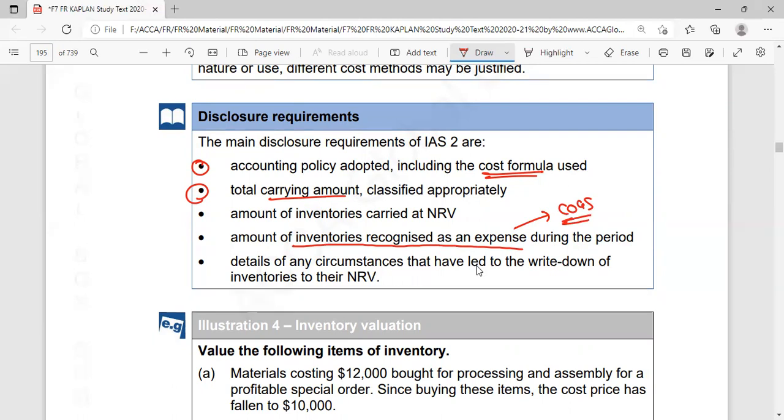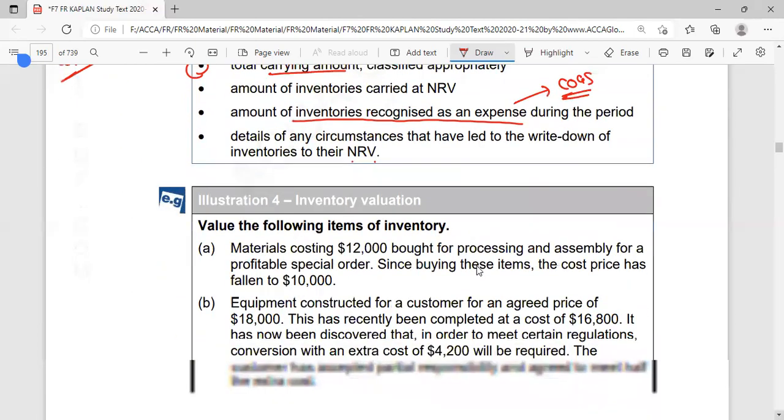And details of any circumstances that have led to write down the inventory to NRV. So why was the value reduced to NRV? Here we discussed cost or NRV, whichever is less. Any reduction in the value is ultimately transferred to the statement of profit and loss.